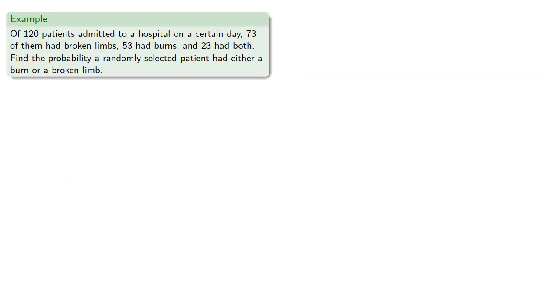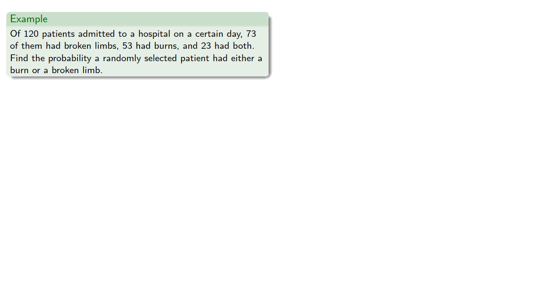So, for example, suppose we know that we have 120 patients admitted to a hospital, 73 with broken limbs, 53 with burns, and 23 with both. Let's find the probability a randomly selected patient had either a burn or a broken limb.